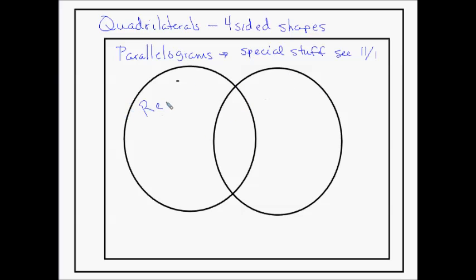So here I have rectangles. Here I have rhombi. And the overlap is squares. So everything in these circles is also in these 2 rectangles. And then this square is in both circles.